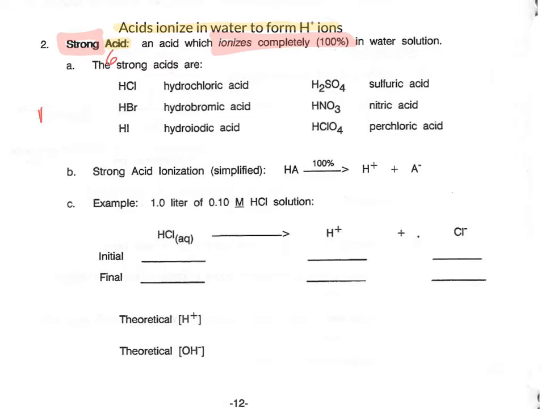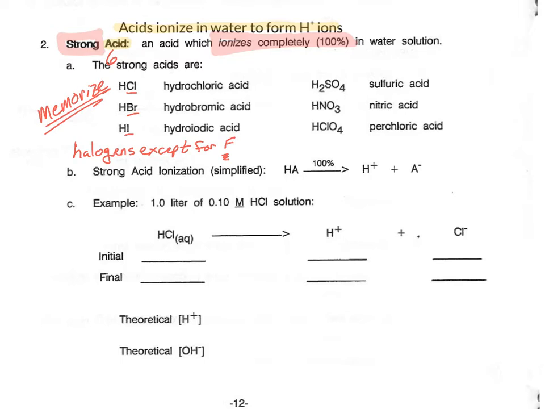There are 6 strong acids that you need to memorize. No way around it, you must memorize these. The first 3 are HCl, HBr, and HI. These are halogens except for fluoride. Just remember, if you have an F, you're weak.